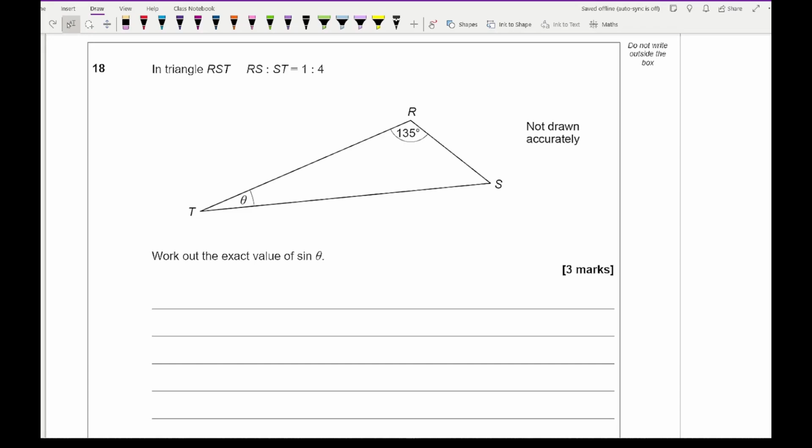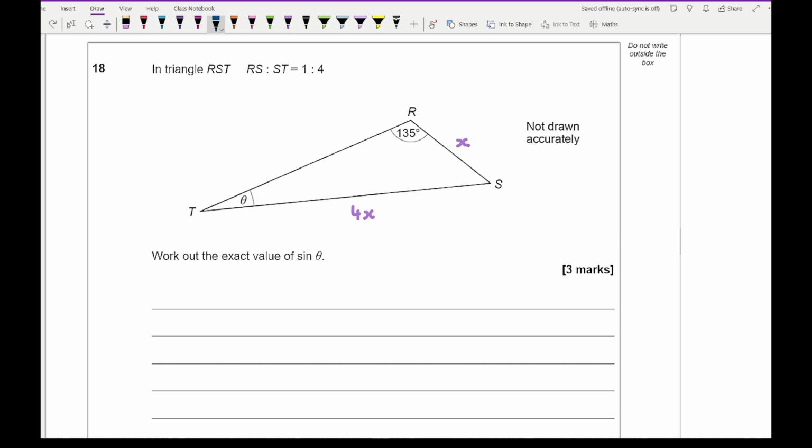Now moving on to question 18, it says in the triangle RST, RS to ST is in the ratio of 1 to 4. So what that means is that if SR or RS is x, then ST is going to be 4x. And once I've got into that formation, I can then use the sine rule to work out what sine theta is going to be.